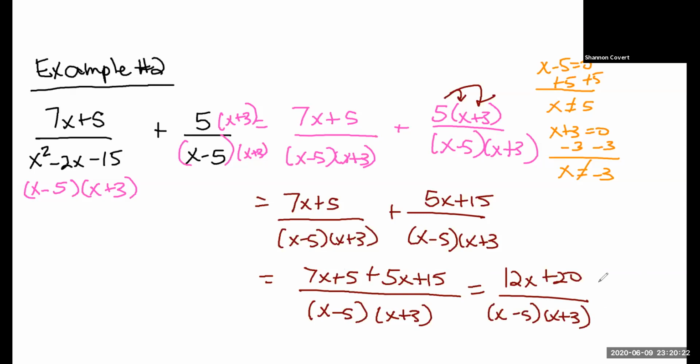I should go ahead and factor my numerator in case I can simplify. I can take out a greatest common factor of 4, which leaves me with 3x plus 5 over x minus 5 times x plus 3. I can't actually simplify anything there, but it's always good to practice. So when I get ready to type into Hawks, that's what I'm going to type in. 4 times 3x plus 5 all over x minus 5, x plus 3. Here is my third example.